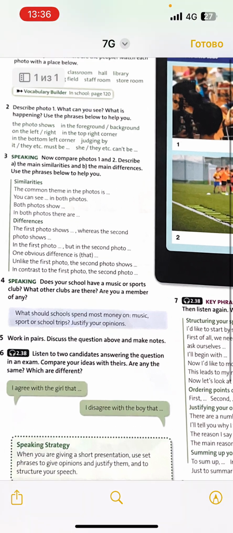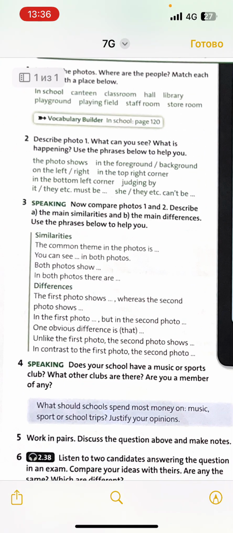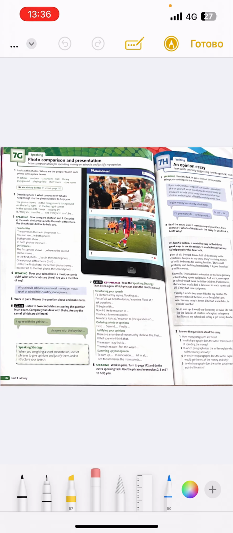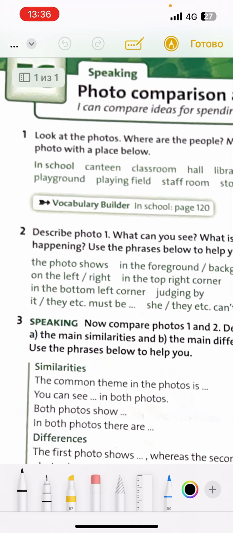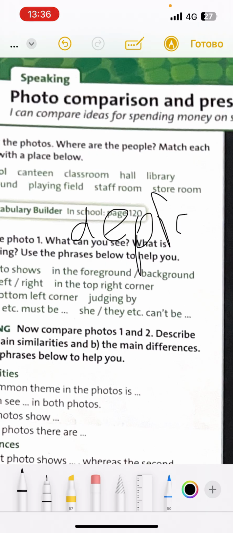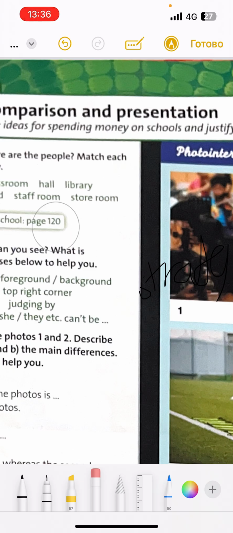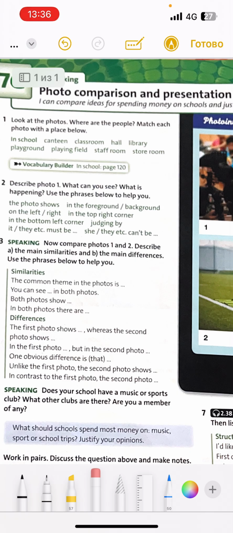So, to describe this, we should use: the photo shows. Shows, это показывает, да. Еще можно сказать также depicts. Depicts тоже изображает. And illustrates. Both mean the same thing, so as not to repeat show all the time, you can say the photo depicts, the photo illustrates.